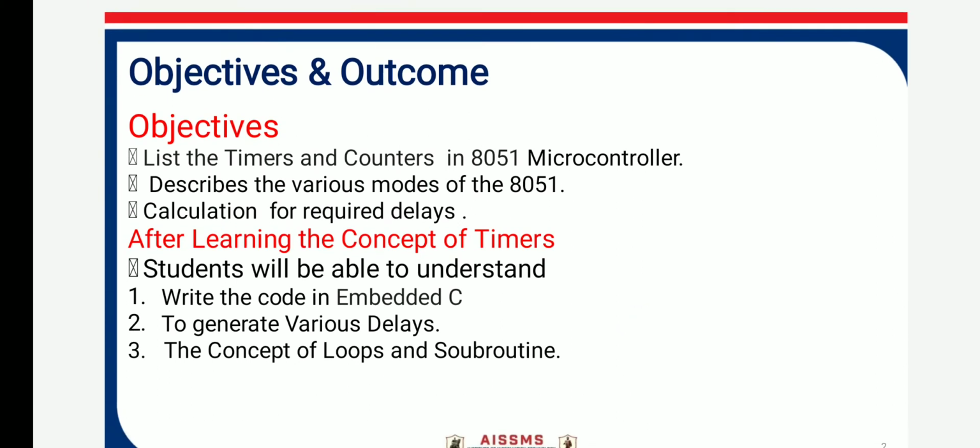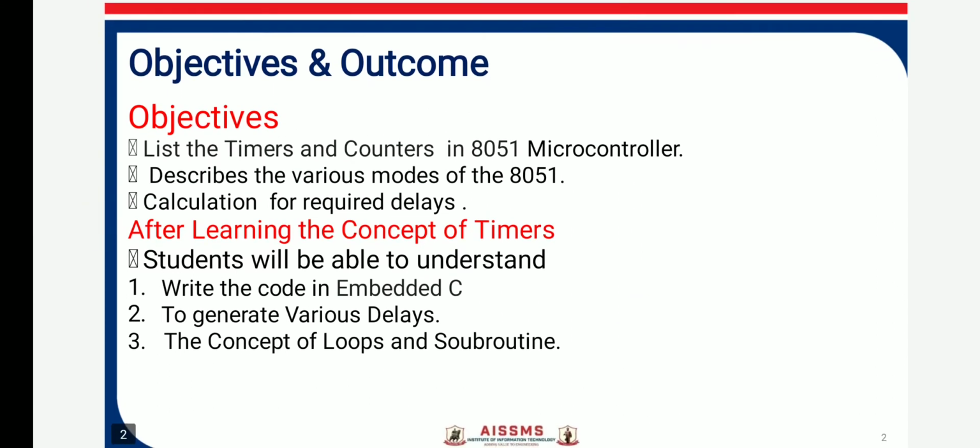The objectives and outcomes. Objectives: list the timers and counters in the 8051 controller. Describe the various modes of 8051 timers. Calculations of required delays. After learning this, the student will be able to write code in embedded C to generate a square wave of various delays and to understand the concept of loops and subroutines.